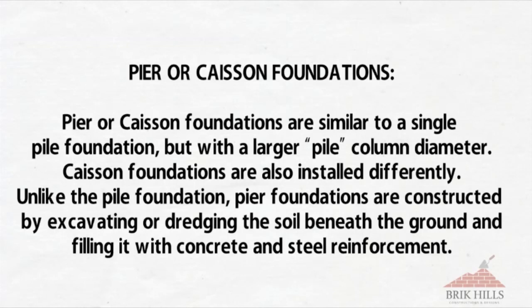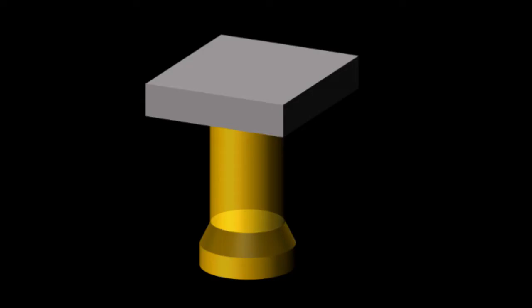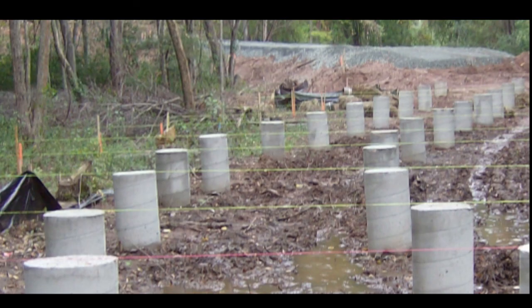This is the pier or caisson foundation. The pictorial representation for this pier foundation is given. This is a side picture for pier or caisson type of foundation.